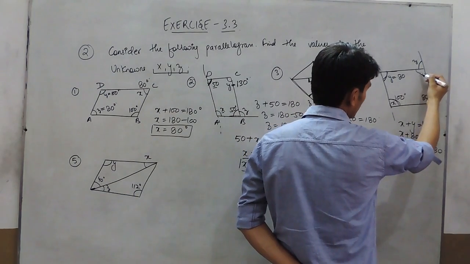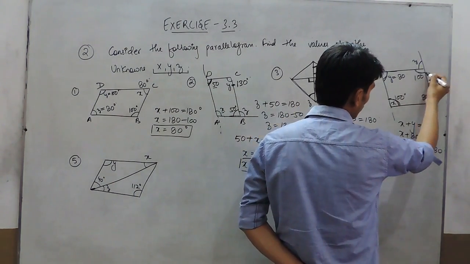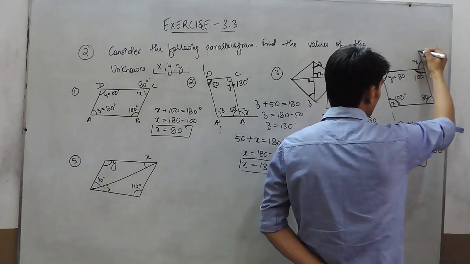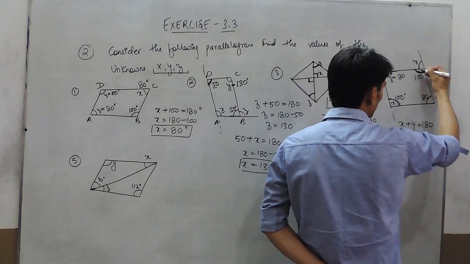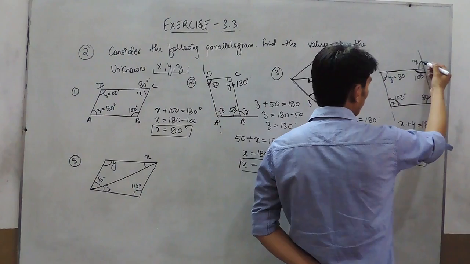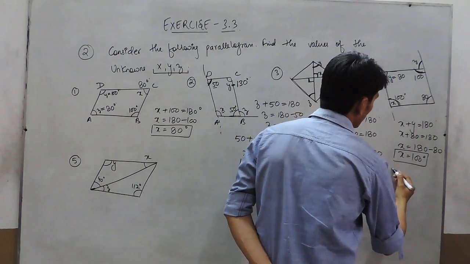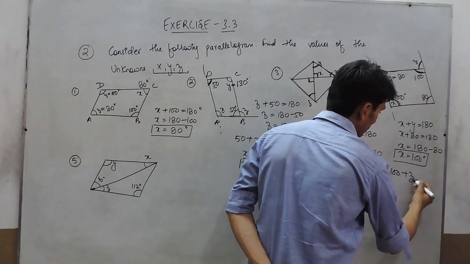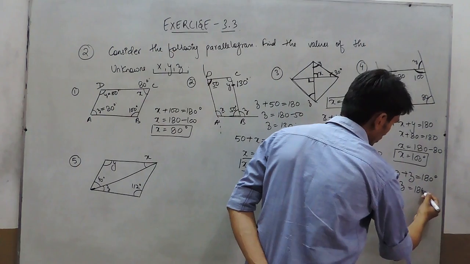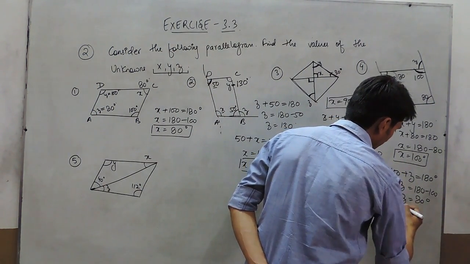Again, opposite angles are equal in a parallelogram, so the value of this and the value of this must be equal. And in a straight line, we know that these two angles form a linear pair, meaning the sum of these two angles is equal to 180 degrees. So 100 plus z must be equal to 180 degrees. So the value of z must be equal to 80 degrees.